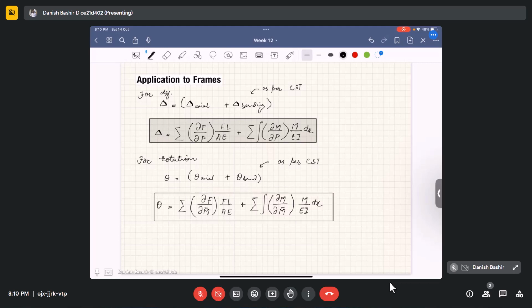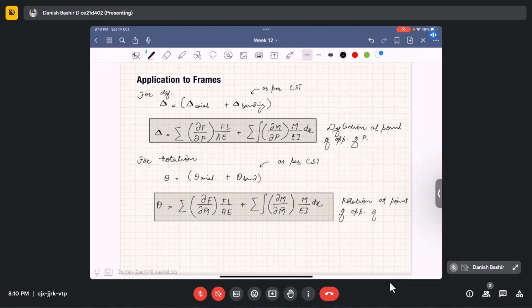This will be the deflection at the point of application of P. Clear? And this will be the rotation at the point of application of M bar.